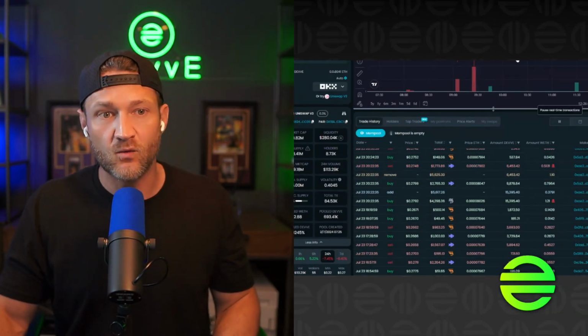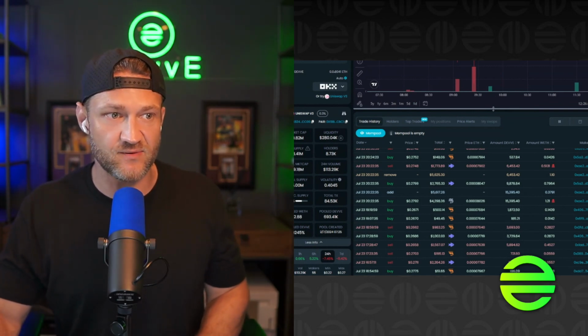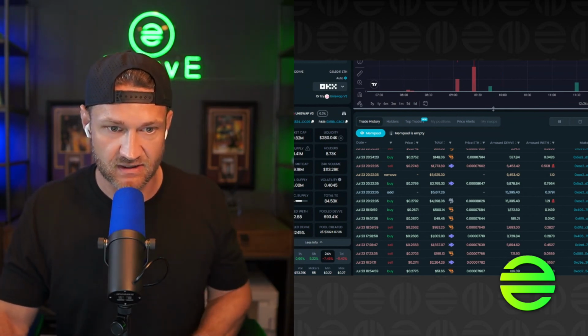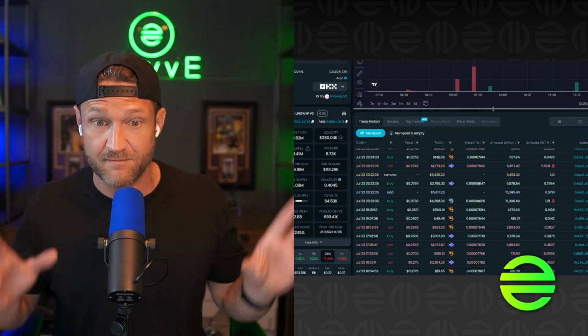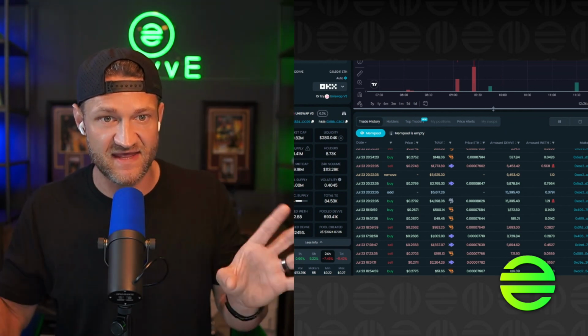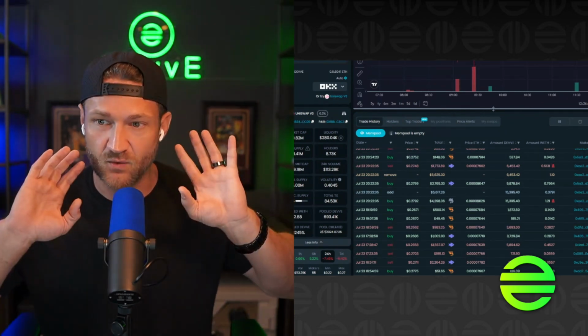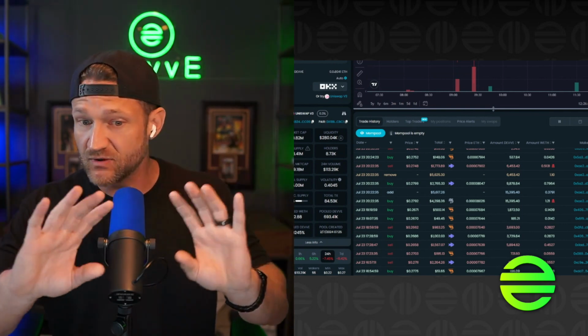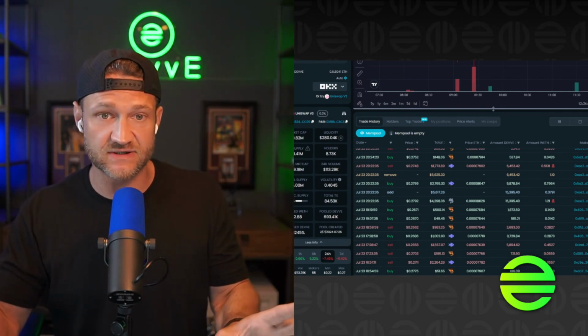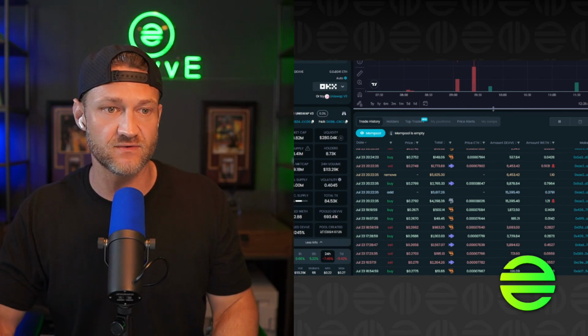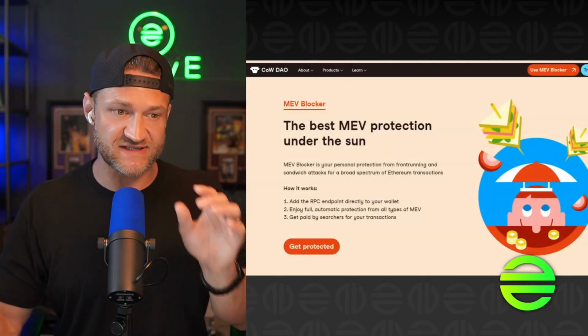So anyhow, what's the solution to this? Well, if the big problem is the public mempool, then the solution is going to be a private mempool. And there are services out there that are absolutely free to you that no matter what slippage you set it at, they will not hit the public mempool and you will not get sandwiched. And I want to show you what those are real quick. So there are two services that do this.